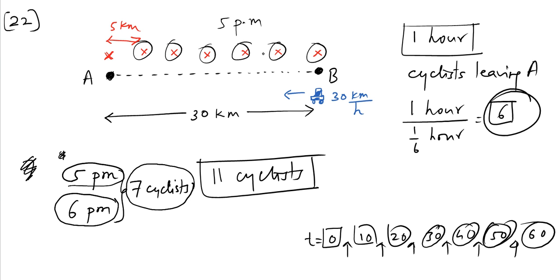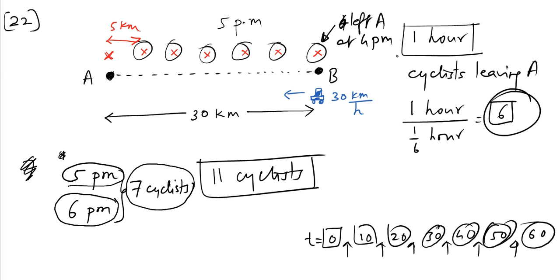So naturally the motor car is going to meet more cyclists on the way. In fact, if the time in the diagram is 5 p.m., then this particular cyclist must have left A 1 hour ago. That is, he left A at 4 p.m.